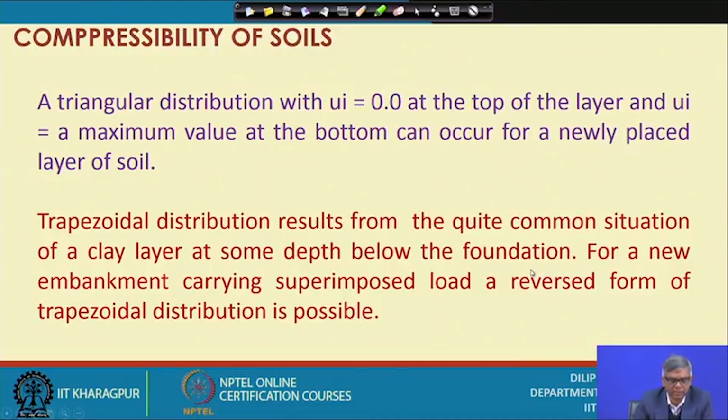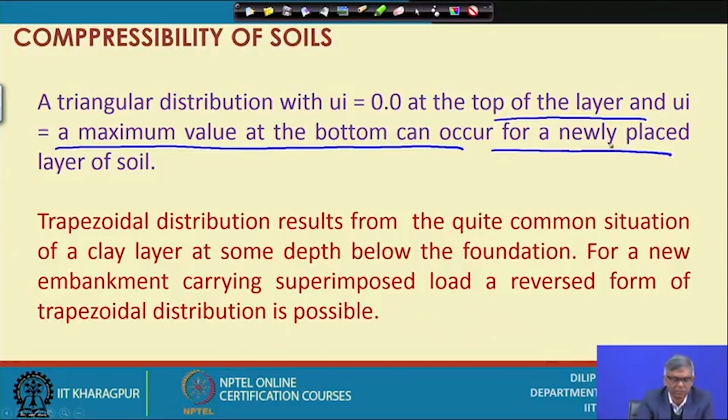Similarly, a triangular distribution with ui equal to 0 at the top of the layer and ui equal to a maximum value at the bottom can occur for a newly deposited, newly placed layer of soil, because it is loose, and if there is any pore pressure development immediately after deposition, it will be dissipated immediately.